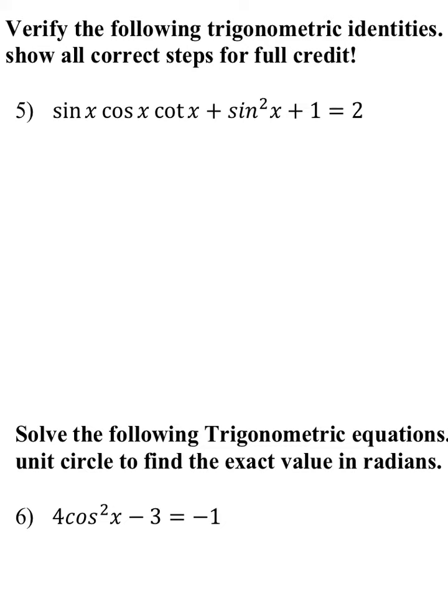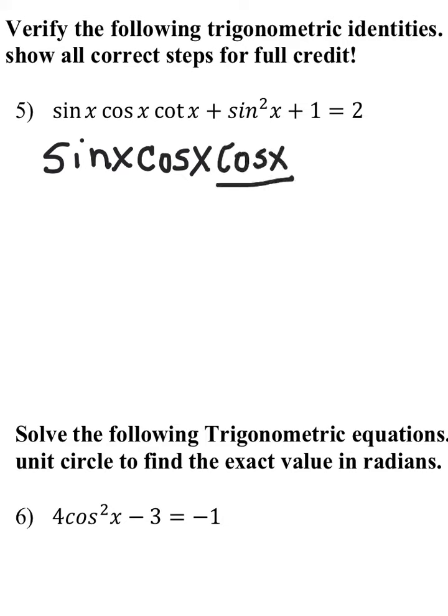We have a question that says, verify the following trigonometric identities. So remember what I told you to do. We're going to change everything into terms of sine and cosine. So we have a sine x, cosine x, and now we have a cotangent x, and we're going to change that cotangent into cosine over sine. You can find these identities on your math chart. So if you're not sure what they are, you haven't worked with them enough, make sure you check that when you're doing your test. Then we have plus sine squared x plus 1.